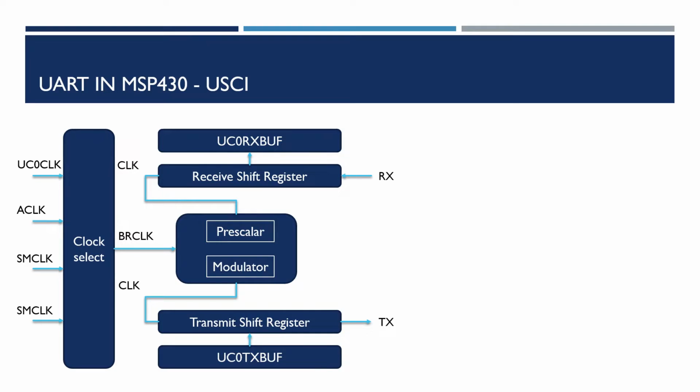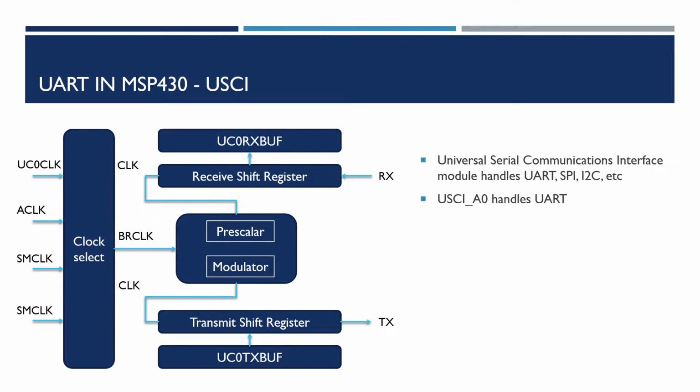Then let's look at the UART in the MSP430. There's a module in the MSP430 called the Universal Serial Communication Interface, which supports multiple serial communication modes, and UART is one of them. The MSP430 G2553 has two modules, USCI A0 and USCI B0, and we'll be using A0, which supports UART; the other doesn't. So we'll be using that.